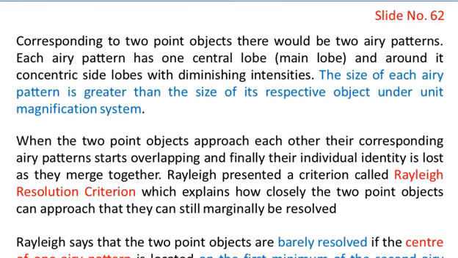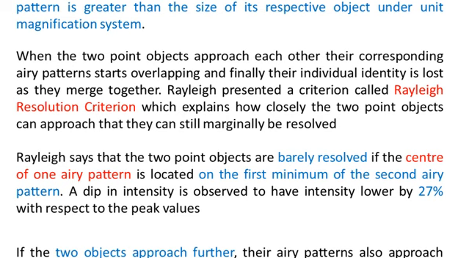So let's read some statements. Corresponding to 2 point objects, there would be 2 Airy patterns. Each Airy pattern has one central lobe, the main lobe, and around it concentric side lobes with diminishing intensities. The size of each Airy pattern is greater than the size of its respective object under a unit magnification system. When the 2 point objects approach each other, their corresponding Airy patterns start overlapping, and finally their individual identity is lost as they merge together.